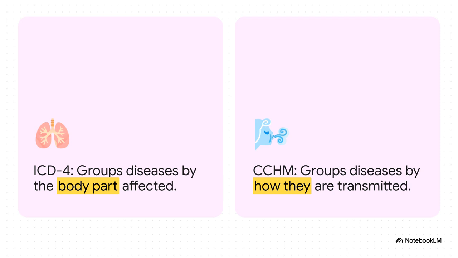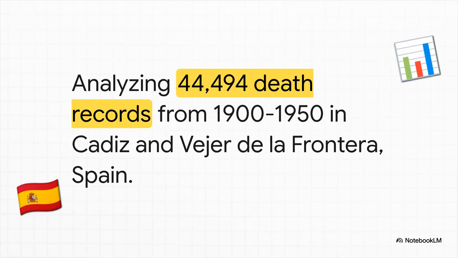All right, so here's the setup. In one corner, you have the old way, the ICD-4, grouping everything by body part. And in the other corner, you have the new lens, the CCHM, grouping everything by how it spreads. Both of them are trying to make sense of the exact same messy historical records. The proving ground was 2 towns in southern Spain, and the researchers painstakingly went through over 44,000 death records from the first half of the 20th century, coding every single one using both systems.